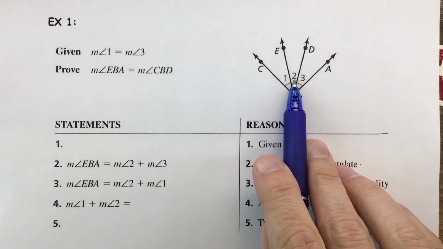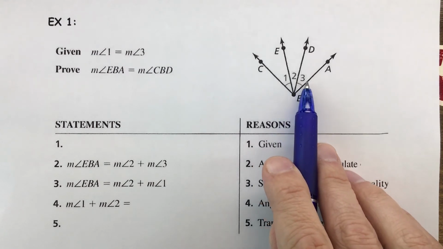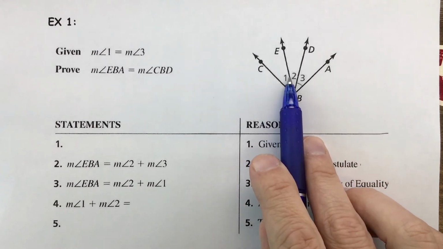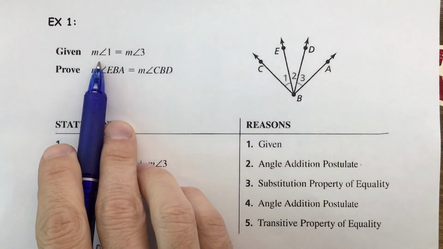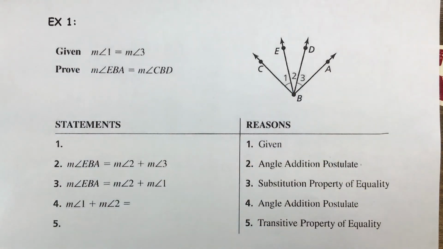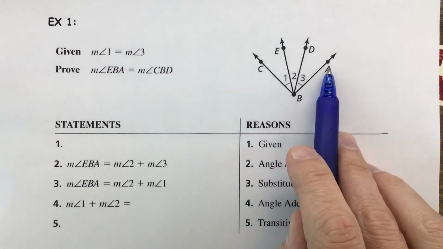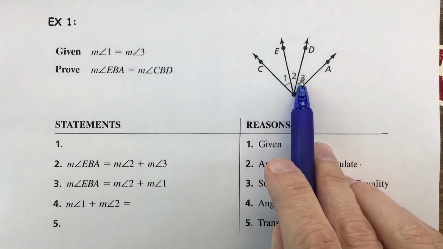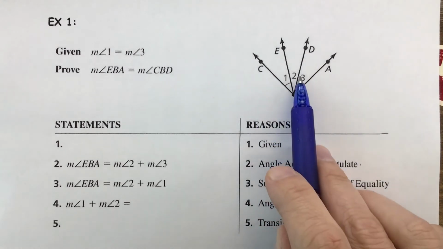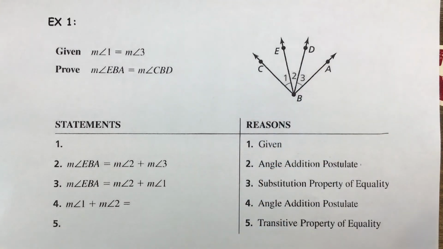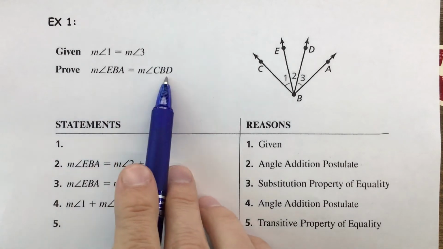The parts that are different between the two angles is this part here, which we're calling angle 3, and this part here, which we're calling angle 1. But look, part of the given information was that they're the same size, right? So EBA is made out of angle 2 and an angle that's equivalent to 1. CBD is made out of angle 2 and angle 1. So I think we can at least tell here logically that they need to be the same size. That makes sense.